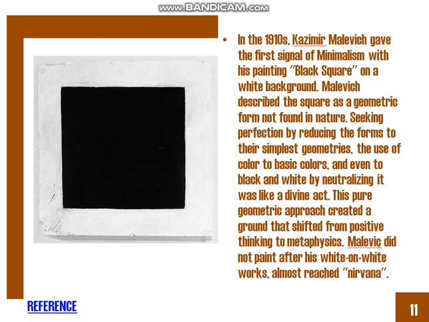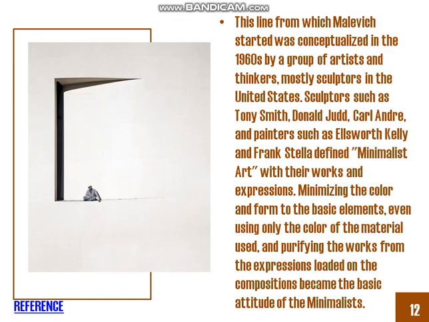This pure geometric approach created a ground that shifted from positivist thinking to metaphysics. Malevich did not paint after his white-on-white works, which almost reached nirvana. This line from which Malevich started was conceptualized in the 1960s by a group of artists and thinkers, mostly sculptors in the United States, such as Tony Smith, Donald Judd, Carl Andre, and painters such as Ellsworth Kelly and Frank Stella.